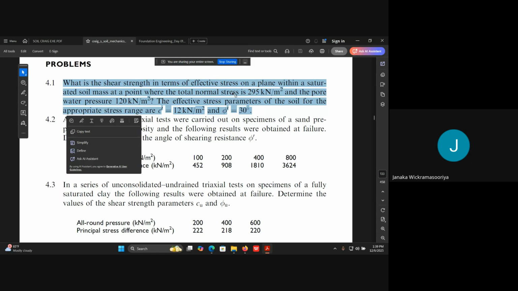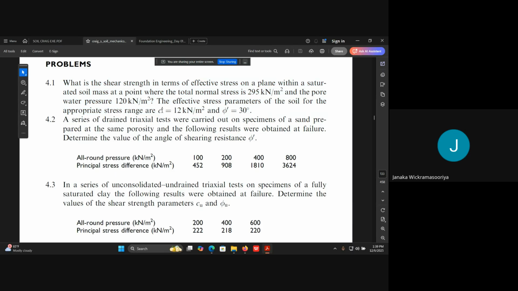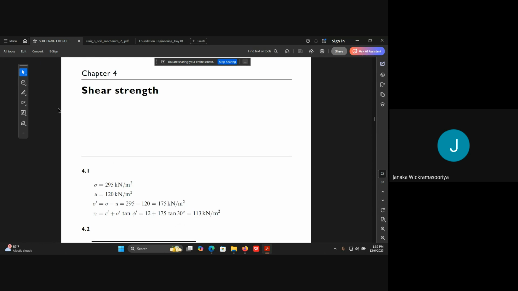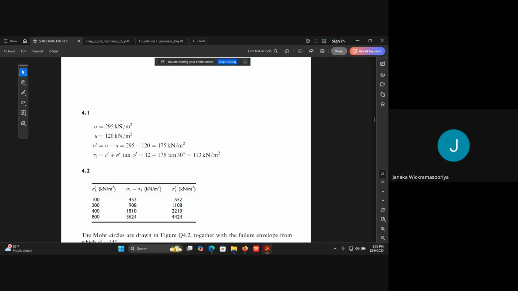Right. So this is the total normal stress, that is sigma, the vertical or normal pressure is given. The coefficient in terms of effective stress is also given, and phi dash is also given. So you can see the answer there. You can just apply that to the equation, because effective stress can be used. Effective stress can be found like this, and you can determine the shear strength just by applying those equations.